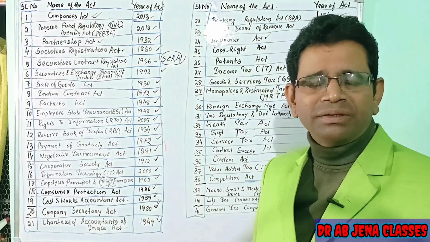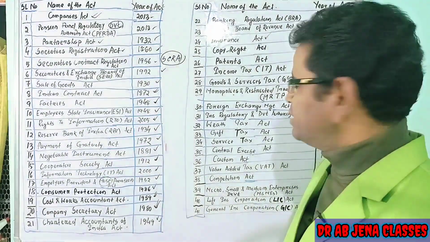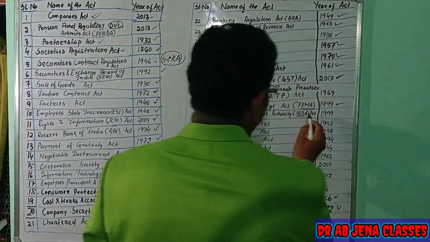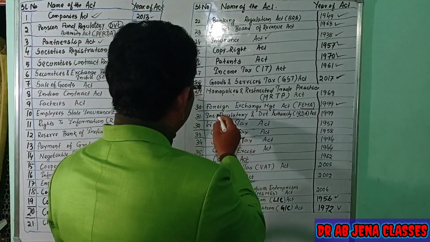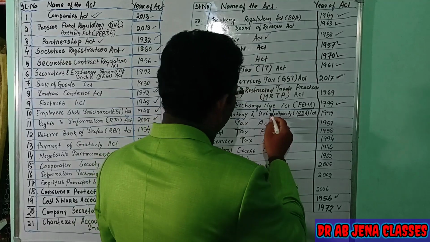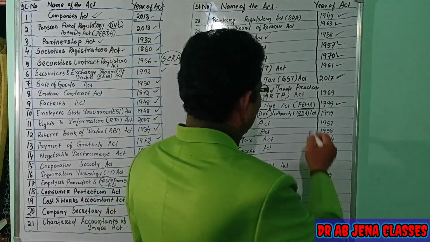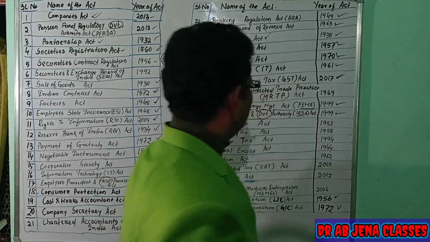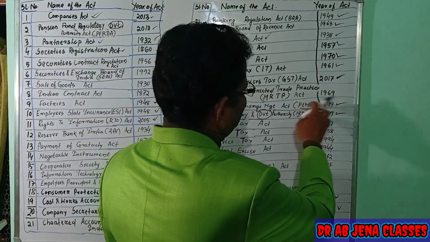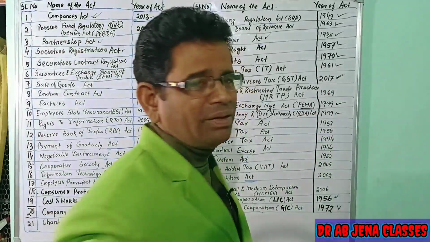Who is the captain? Who is the regulator for the insurance market? IRDA stands for Insurance Regulatory and Development Authority. The IRDA Act is 1999. So both the FEMA Act as well as the IRDA Act are 1999.